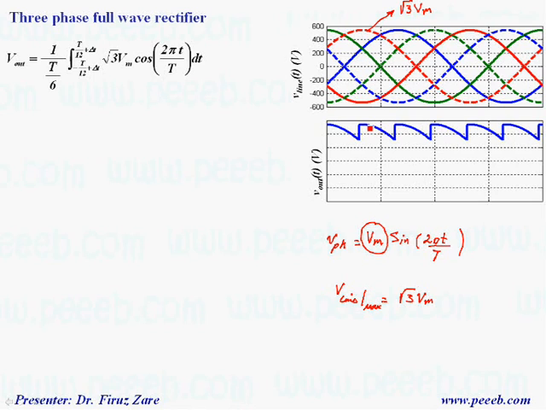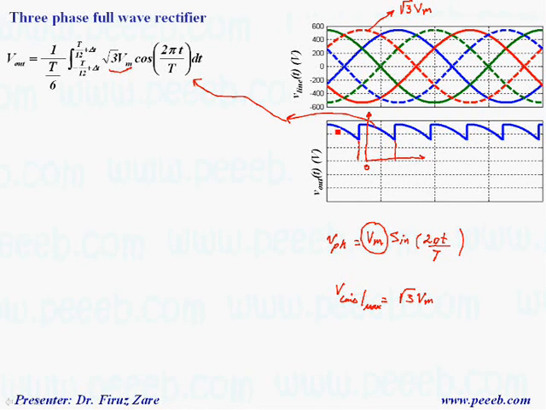To simplify the calculation of the average voltage, we can simplify this equation and define this voltage in terms of cosine. That means if I move the time axis to this point, suppose this is 0, then we can define this equation as cosine 2 pi t over T, and the peak is root of 3 Vm.